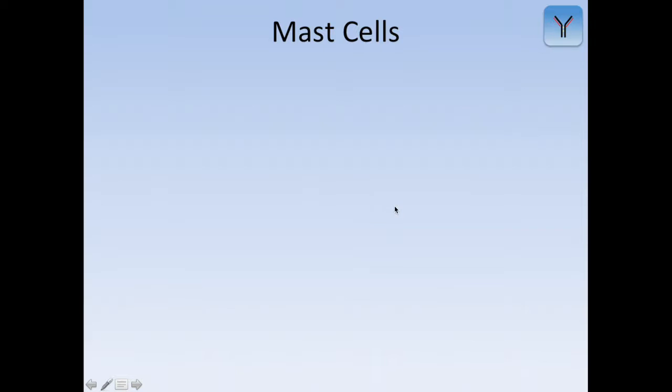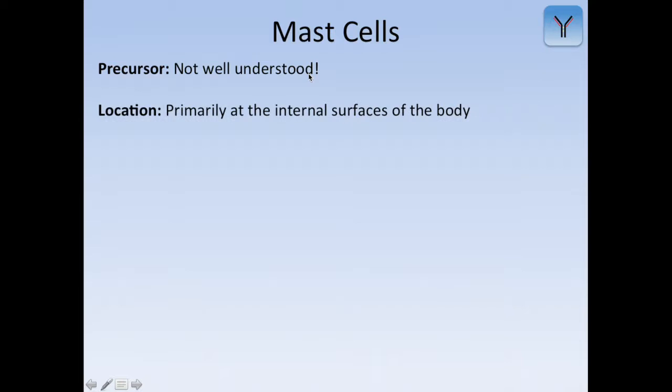The other ones here are the mast cells. The precursor of them I mentioned earlier, they're the unknown precursors. It's still not really well understood, so if anyone's looking for a fantastic paper to publish, or perhaps maybe even a Nobel Prize, go ahead. Look for the mast cell precursors. The locations of them are primarily at the internal surfaces of the body. So you see here, they protect against parasitic worm infections.